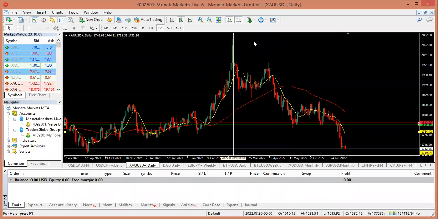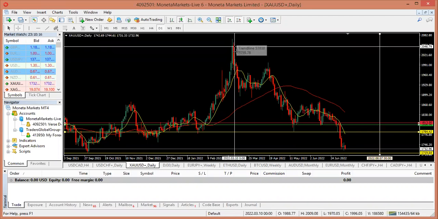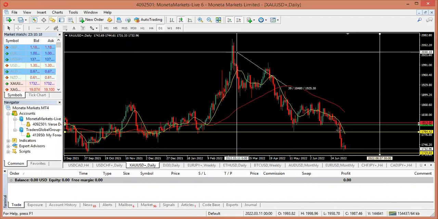Now, let me just teach us something. If I want to calculate how much I would have made, supposing I held on to this trade from that time to this time, this is how much I would have made. Let's say I entered here or here, and I held it down to this place.